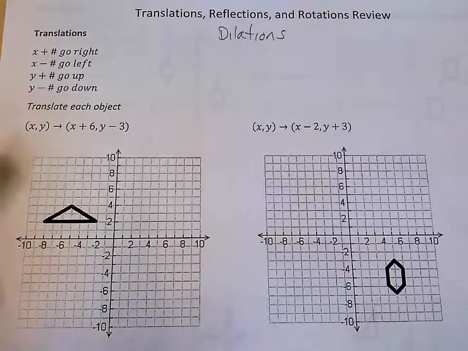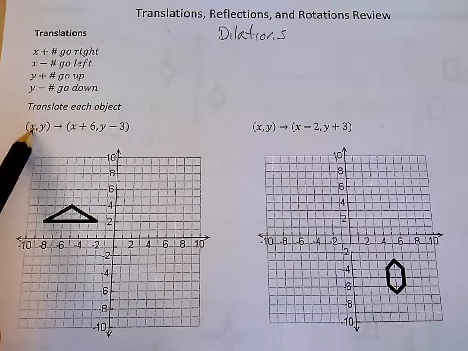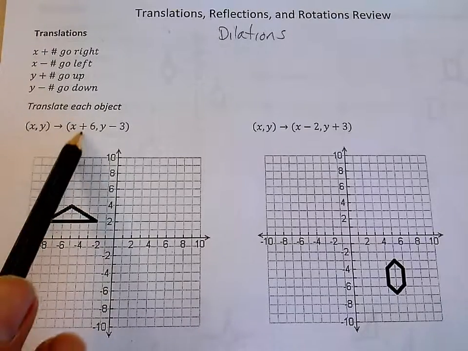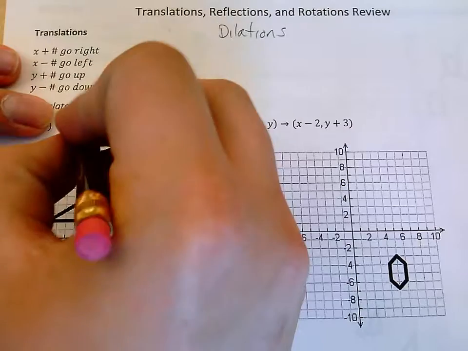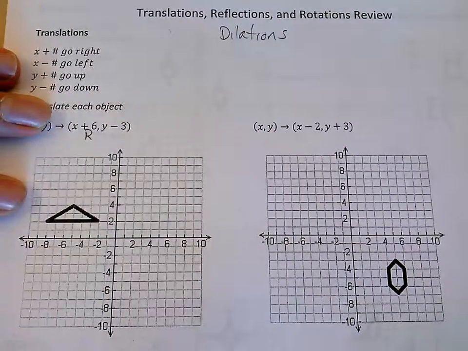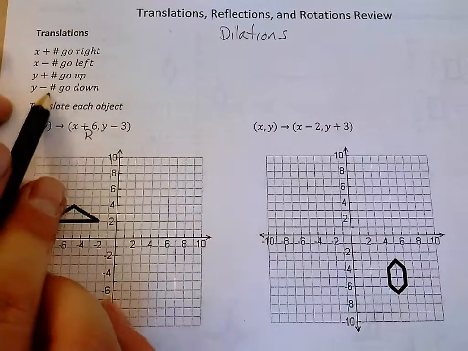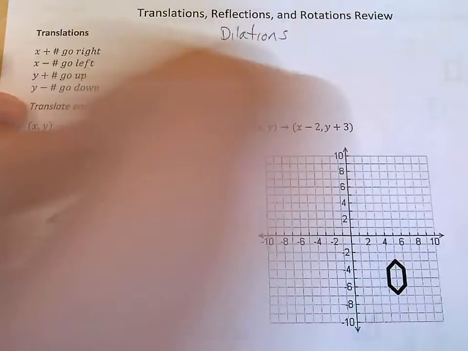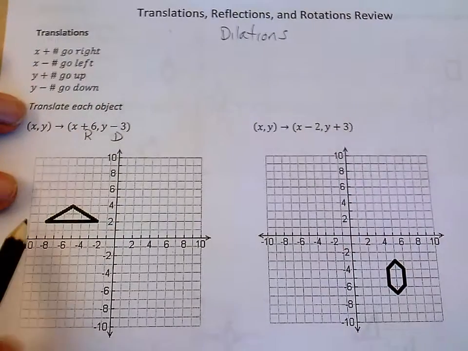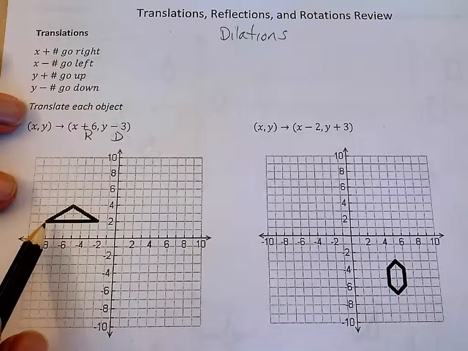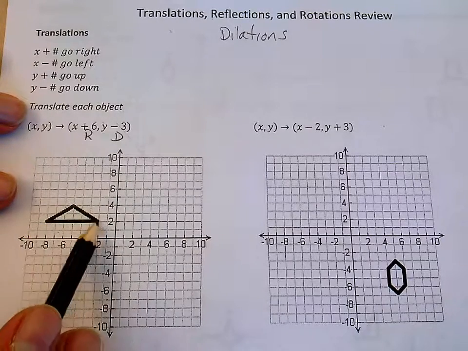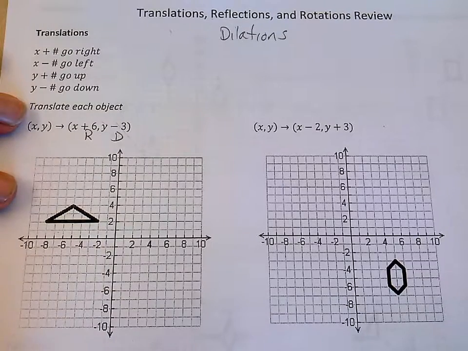So in this first one, it tells you to take your original item x plus 6, so plus 6 means go right 6. y minus means go down, so that means we're going to go down 3. So on all three of these points, we're going to go right 6 and then down 3. Let me show you what I mean by that.